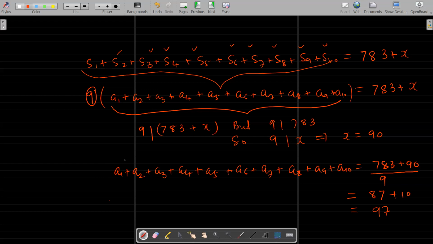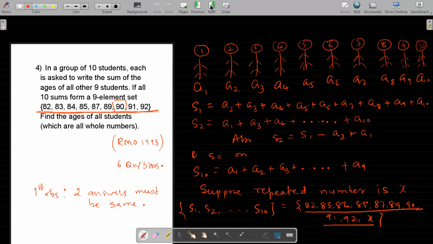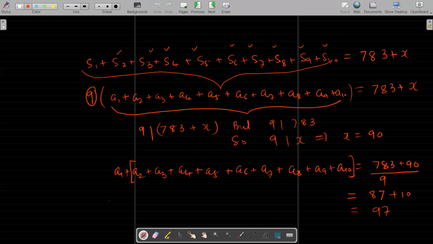But S1 contains numbers A2 to A10, and suppose that is the first number. What is our first number? 82. So A1 plus 82 is 97, which means I can get A1, that is 50.